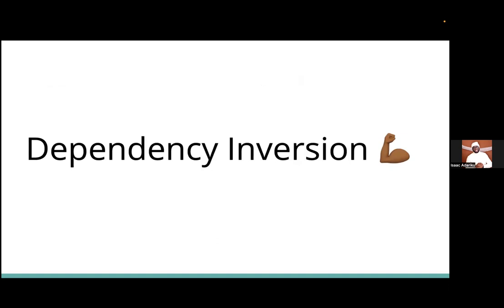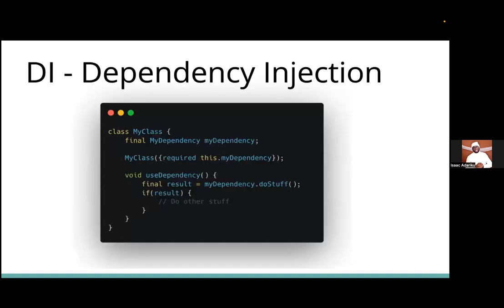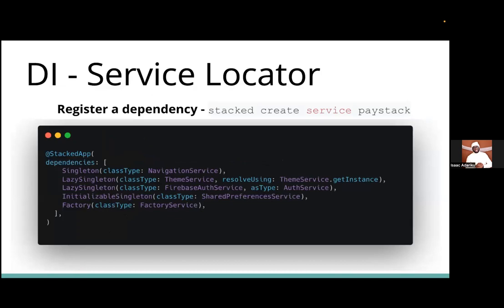Without inverting your dependency, you cannot reach that point. There are actually two ways to do that. One is dependency injection, where you simply pass the dependency through a class constructor, as you can see. This is just one way of doing DI, but Stacked makes use of a service locator.